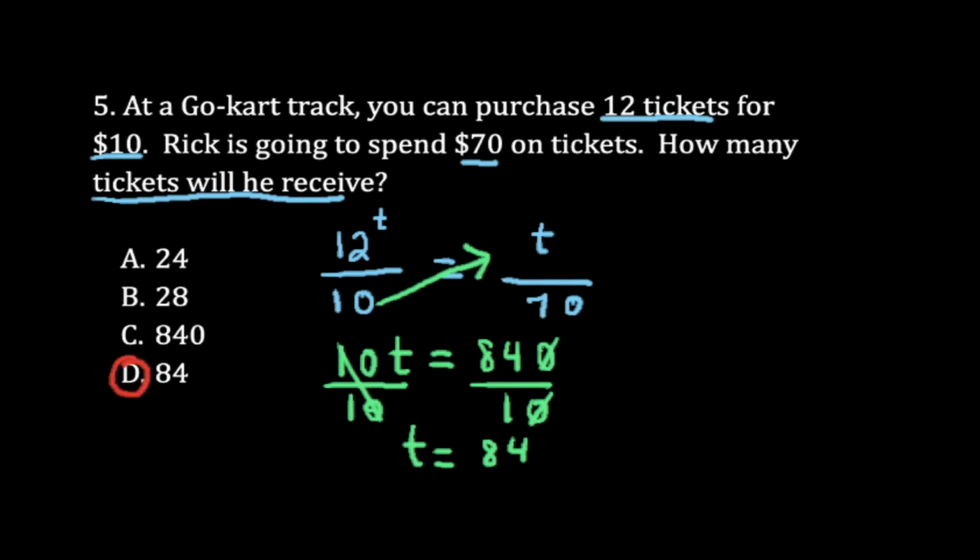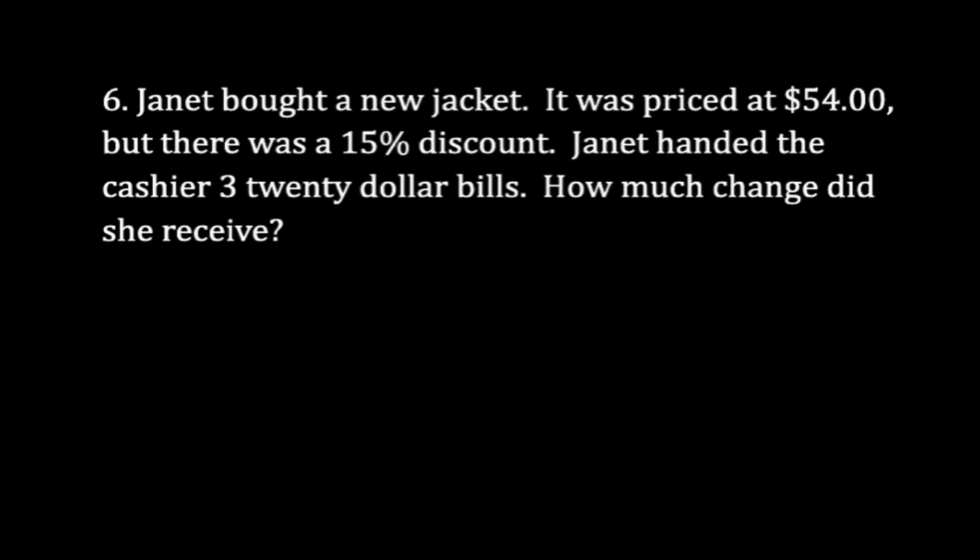So let's move on to number 6. So for number 6, it says Janet bought a new jacket. It was priced at $54, but there was a 15% discount. Janet handed the cashier 3 $20 bills. How much change did she receive? Okay, so we see here where Janet purchased a new jacket that was originally priced at $54, but she got it at a 15% discount rate. All right, and then from here we see where she handed the cashier 3 $20 bills, and they would like to know how much change she received.